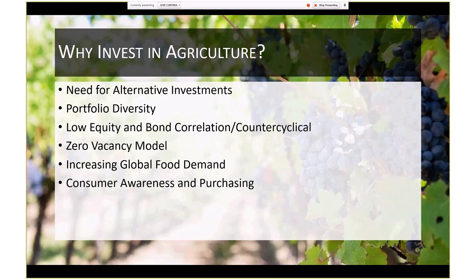The last point I have on here is consumer awareness and purchasing, and that's basically that consumers are becoming more and more aware of what is in their food, where their food comes from. The rise of organic foods, for example, is a good example of that. And we're going to continue to see those trends, and as that continues, we'll see more demand even into some of the more specialty crops, as well as specialty varieties within more of our standardized crops.